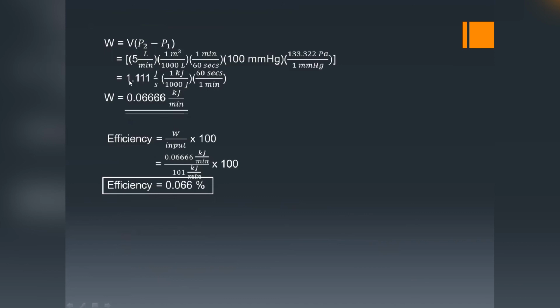Substituting values, we get 1.111 joules per second or 0.06666 kilojoules per minute. To calculate for efficiency, we get the ratio of work requirement for heart to pump blood and the total energy supplied times 100%. We get 0.066% efficiency.